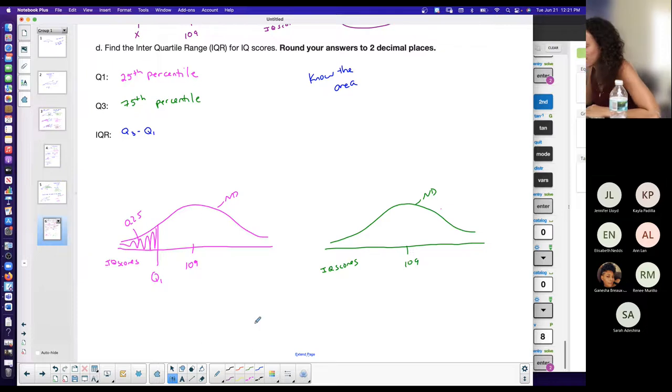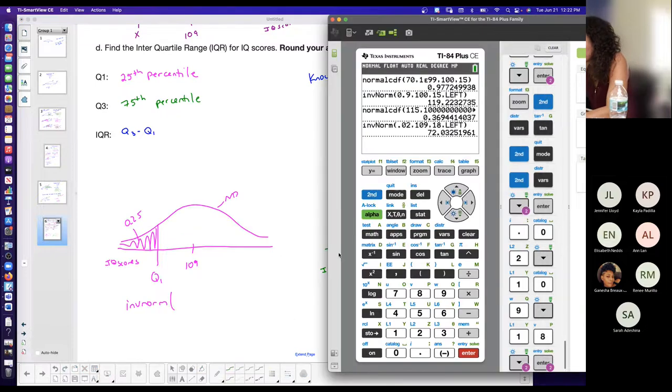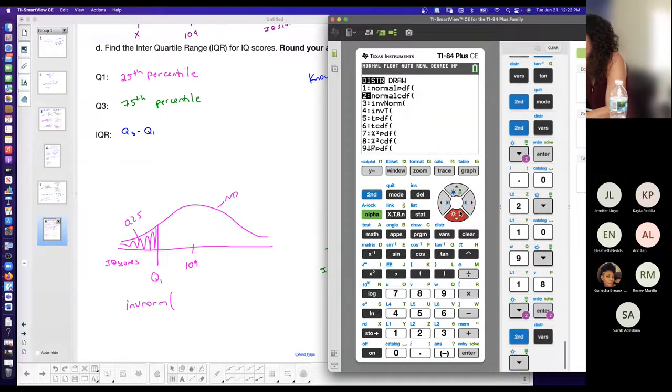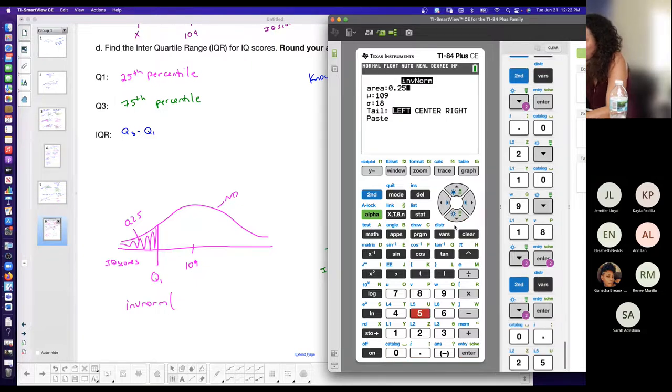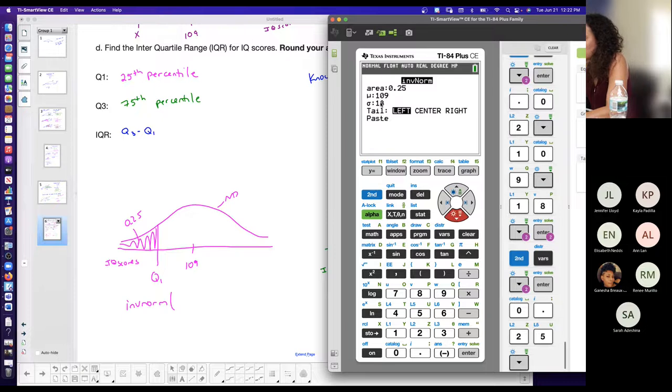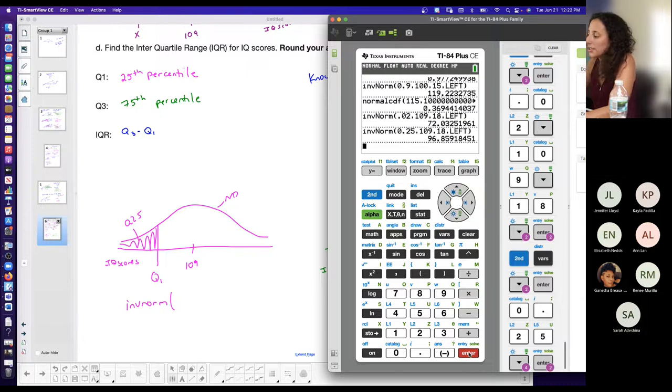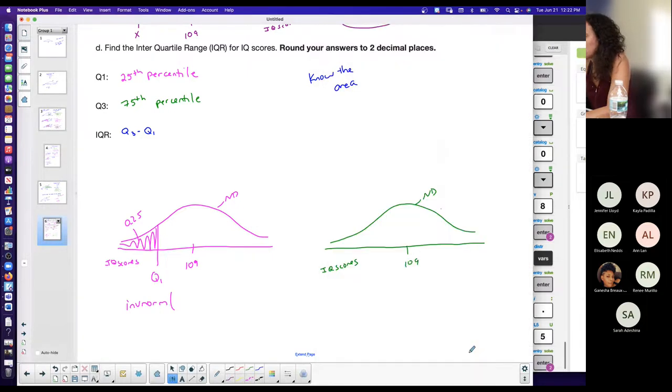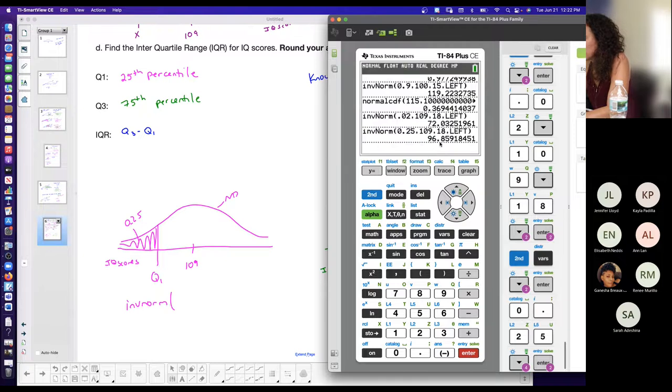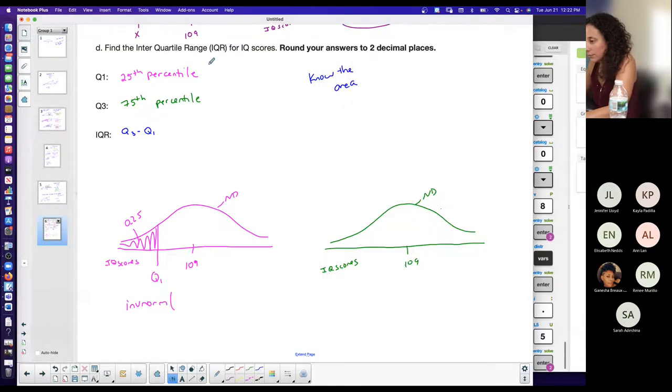So now, cool, I have the area. I'm going to go inverse norm. Right, let's go straight to my calculator. Second bars, inverse norm, because I know the area. And the area I put here is 0.25, because it's the 25th percentile. I already have the mean 109, standard deviation 18. It's still the left tail. And boom, 96 point. And then we're rounding to, I'm assuming, 2 decimal places. This is an IQ score, 96.86. Let's put that here. 96.86 is my Q1, my 25th percentile. So 25% of the IQ scores are less than 96.